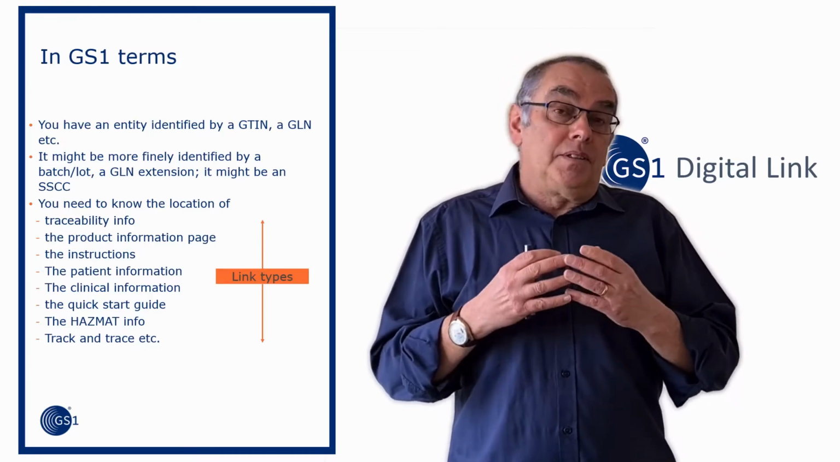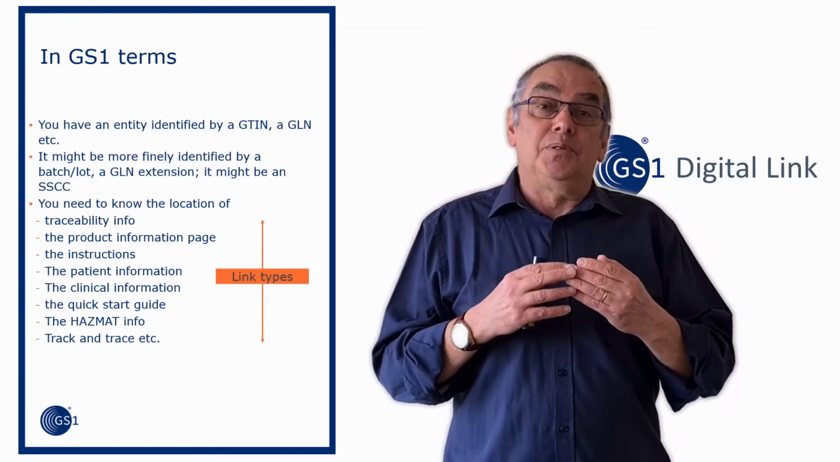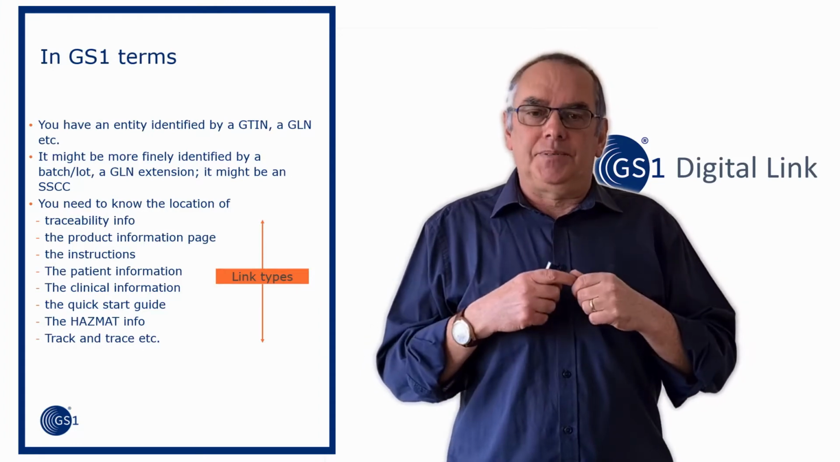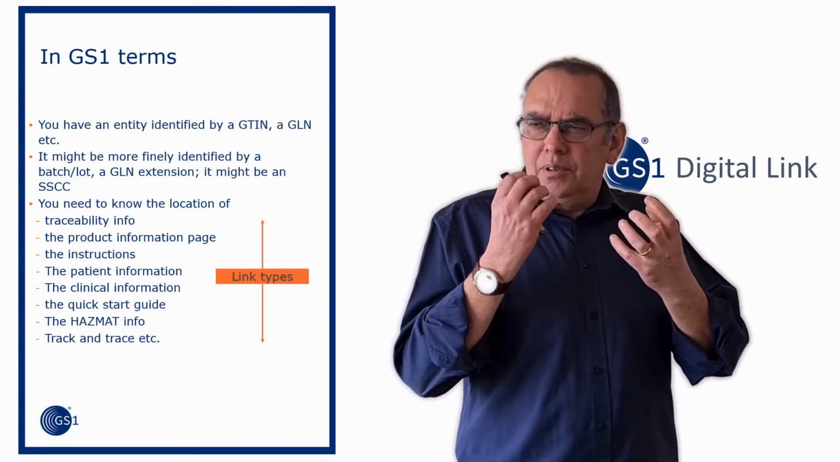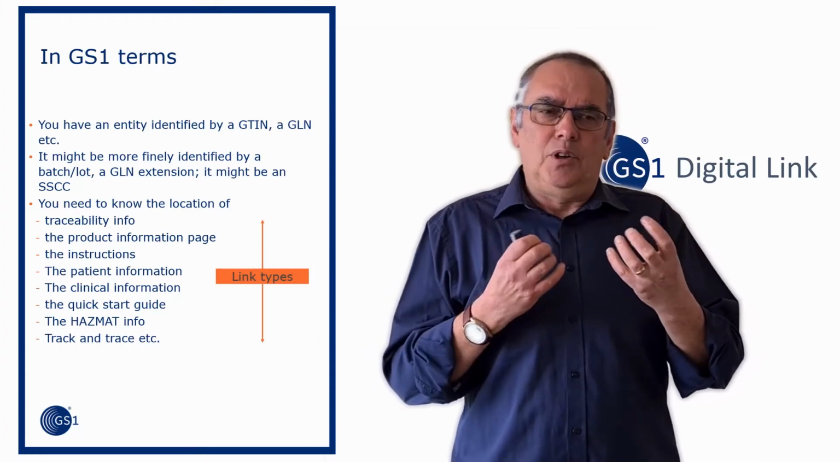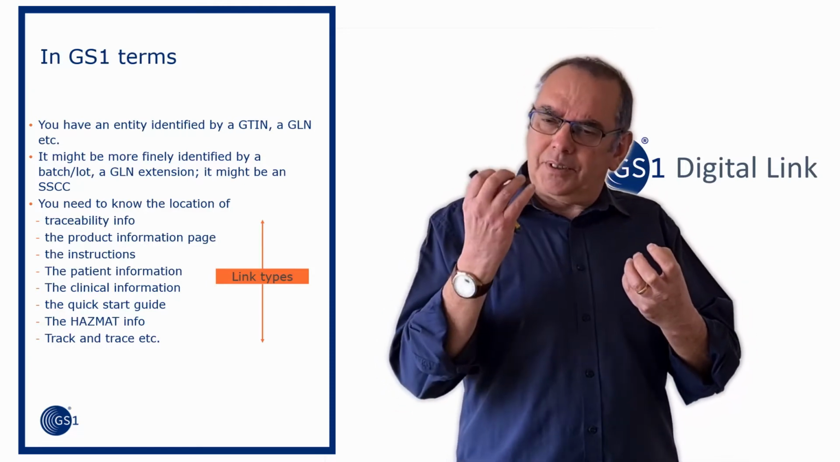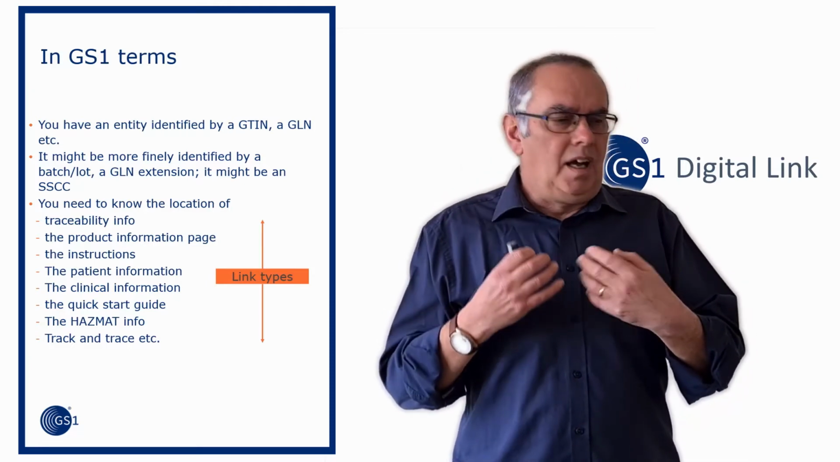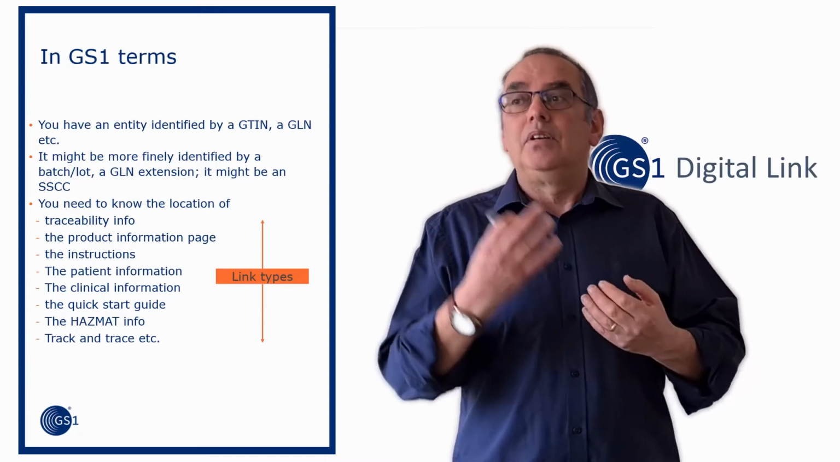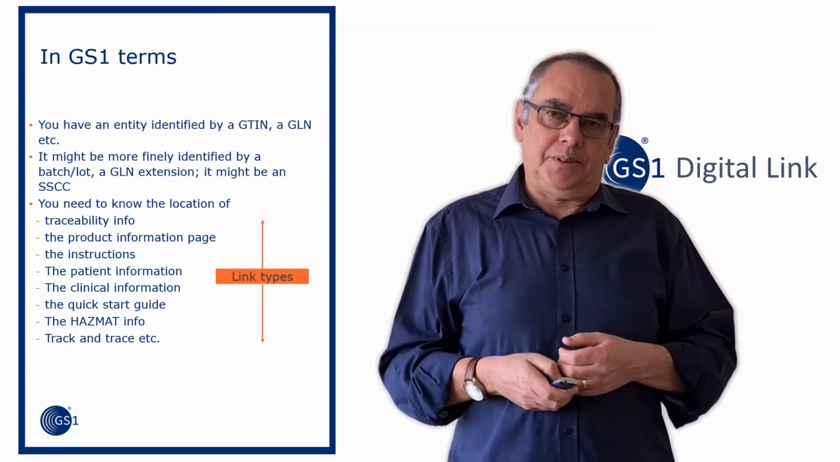So now what link types do is provide you with a menu of options. I've got this thing, I want to know some information about the product. Or I've got this medicine, I want the information for patients. I've got this shipment, I want to know where it's come from, where it's got to go to.